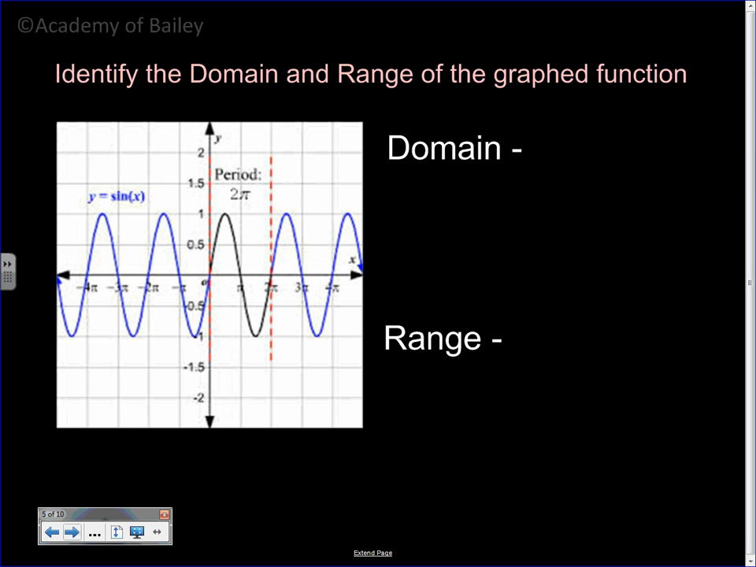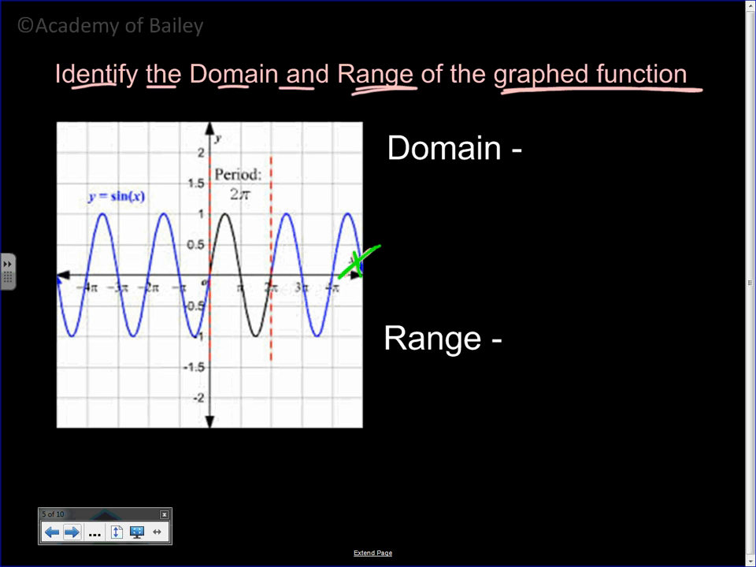Okay, now for some examples. It says identify the domain and range of the graphed function. So domain, remember, is going to be the x values. Let's take this one at a time. Let's look at domain first, and then we'll talk about range. So domain is the x values. Now, you know the x-axis goes left and right. So let's look at the x values.